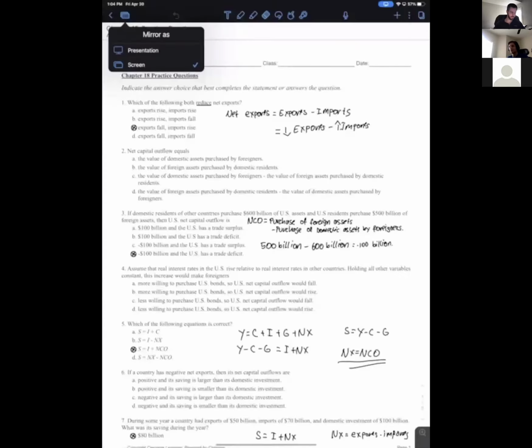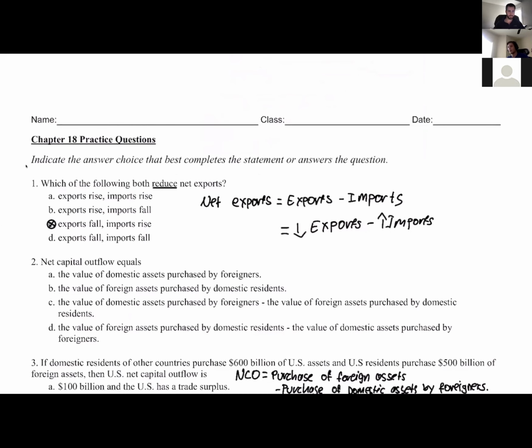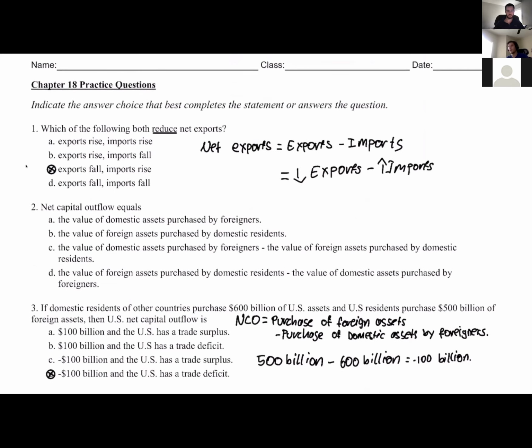Let me share my screen. So we'll do chapter 18 first real quick. And then for chapter 20, I have a few things prepared. We'll just go over some of the analytical questions, but like I said, I always post the solutions to all of the practice questions onto Canvas, so you can also look at those as well.